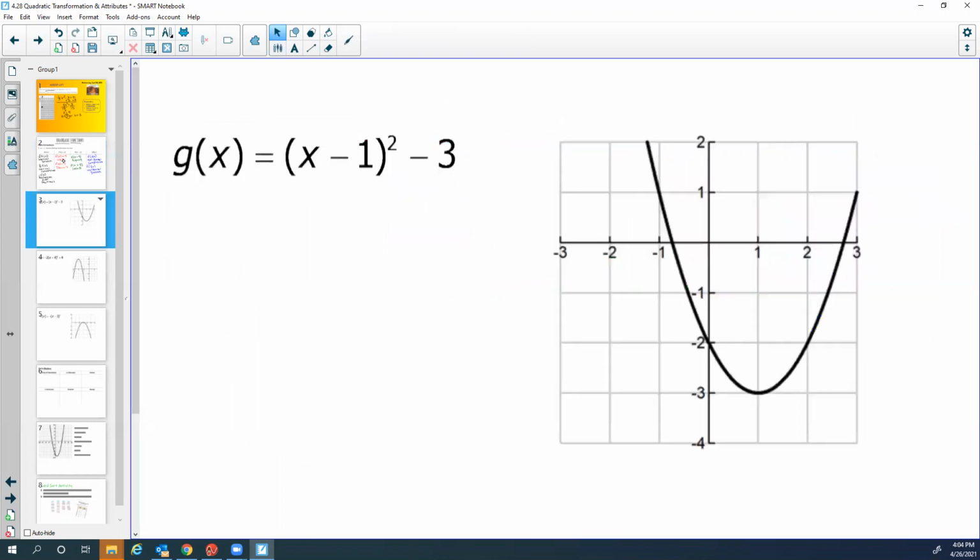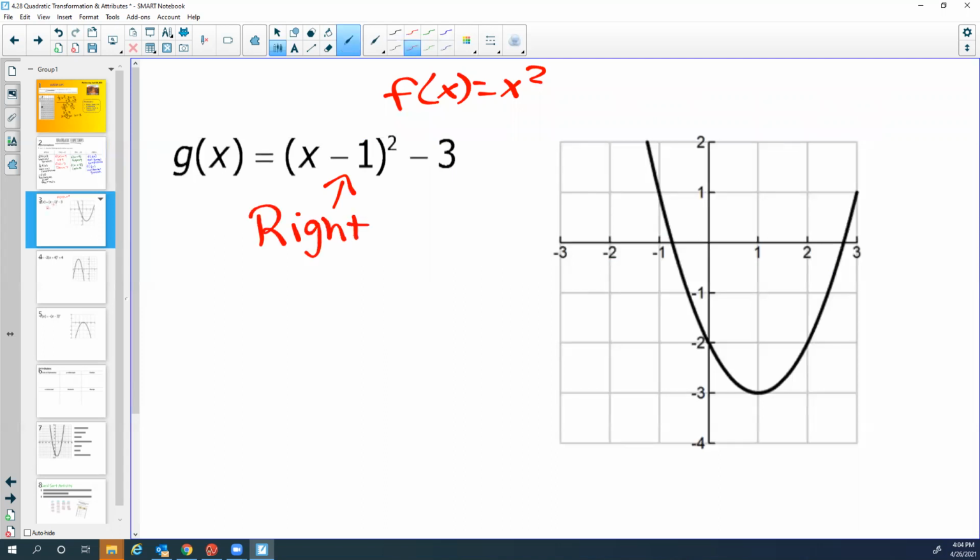Let's go to some examples. When it comes to parabolas and you're naming the transformations, just look at the equation if you have it, and if you don't, look at the graph. Figure out how it changed from the parent function, f(x) = x squared. Well, in this case, I have a −1, and that tells me I went to the right 1, and I can see that here on my parabola. It went from the vertex to the right.